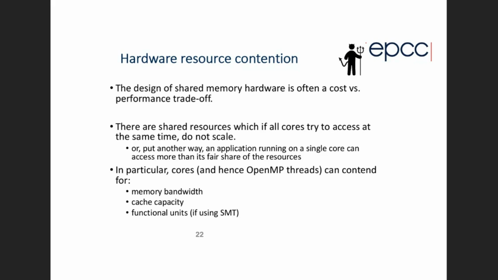Okay, last of my 6 is hardware resource contention. The design of shared memory hardware involves cost versus performance trade-offs. There are shared resources which, if all your cores try to access them at the same time, don't scale.